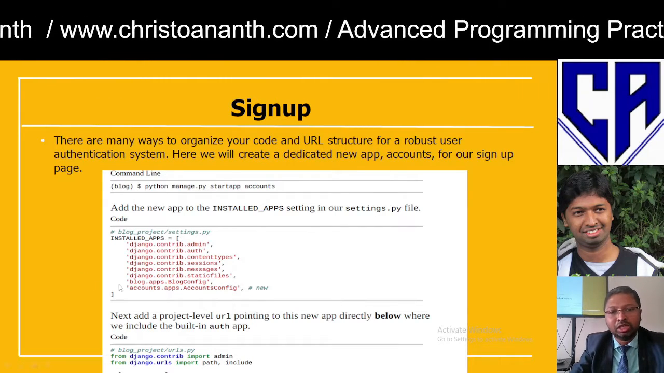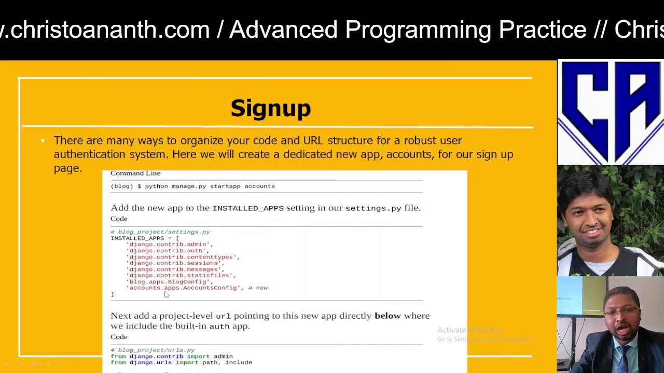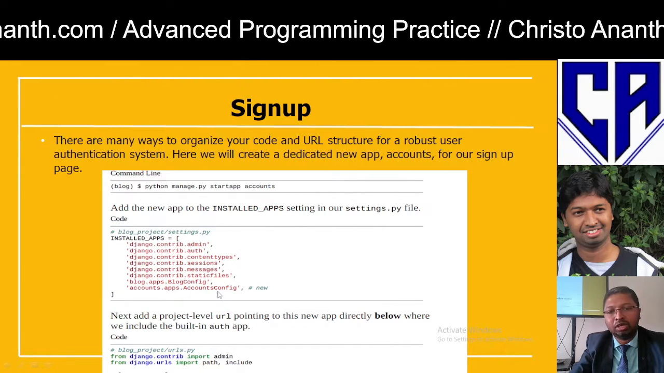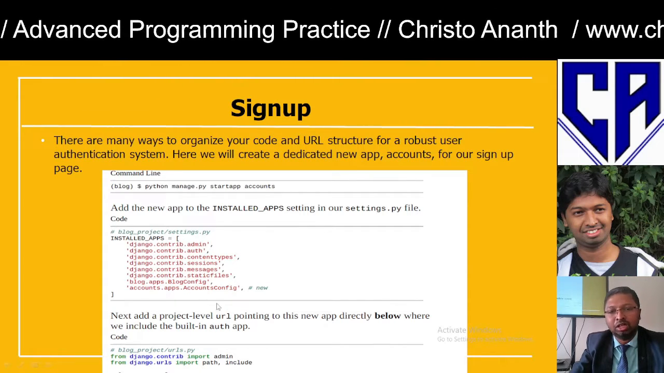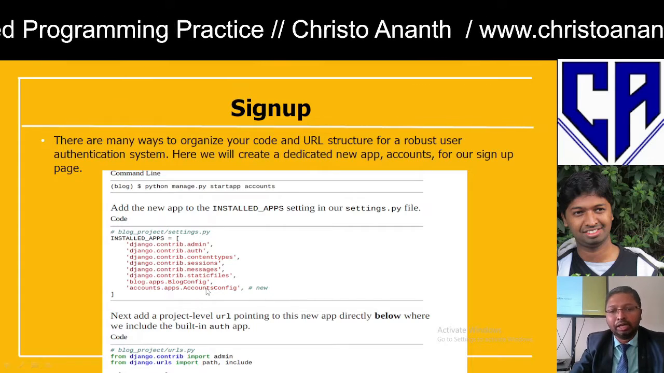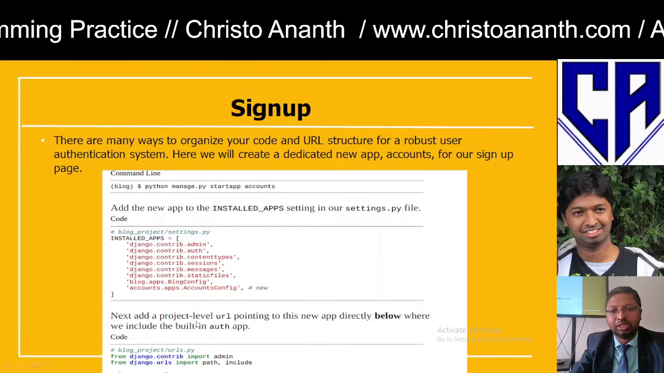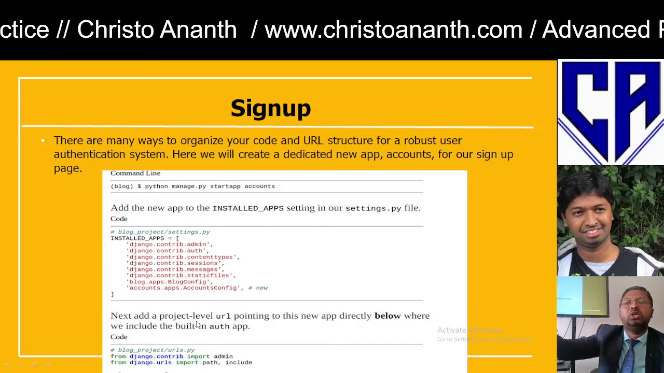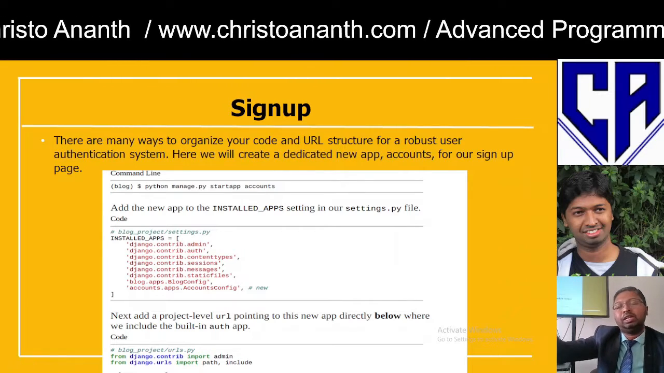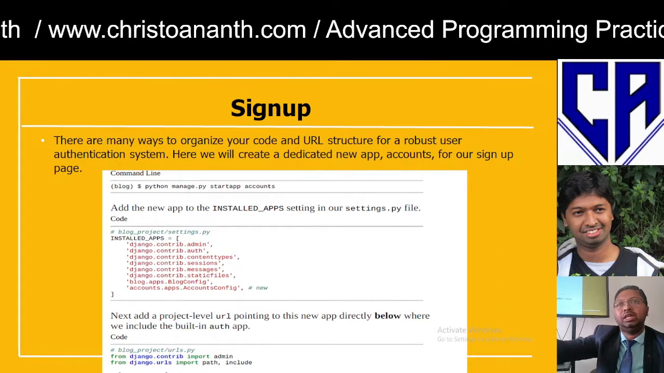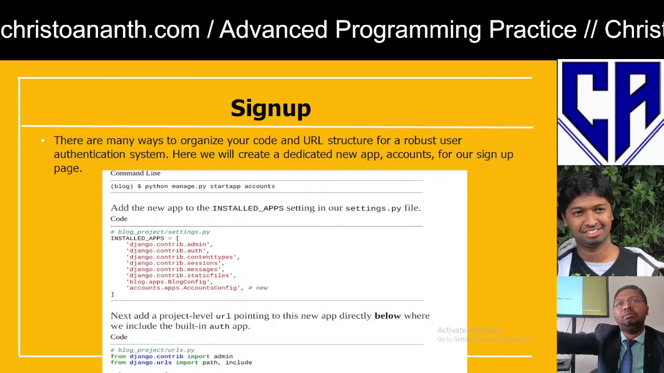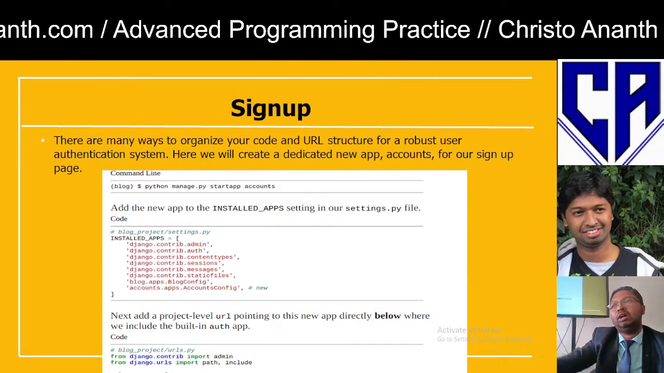But with the case of sign up, in order to build this feature, we include a new thing, which is accounts.apps.AccountsConfig. So this is the new thing that we are adding, and you have to add the project level URL which you point out whenever you have a sign up. Whenever you sign up, it should point to that particular page where you have a user account.